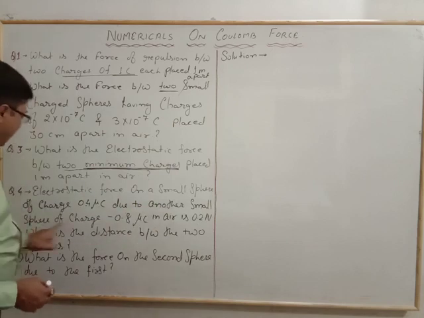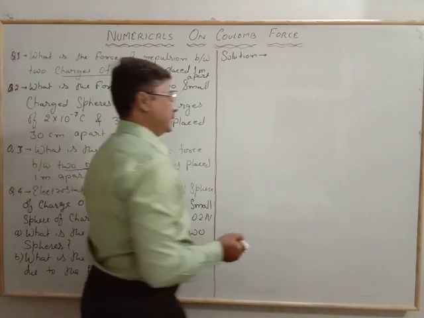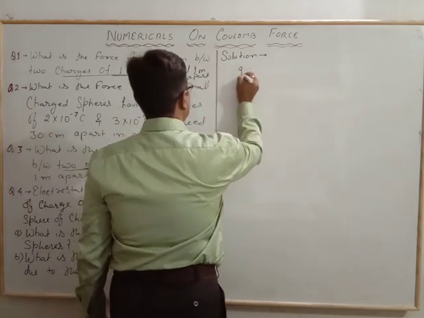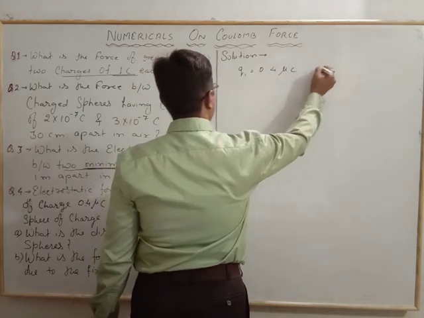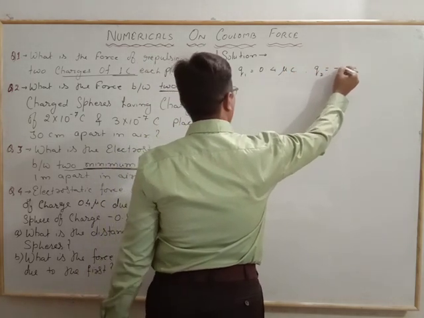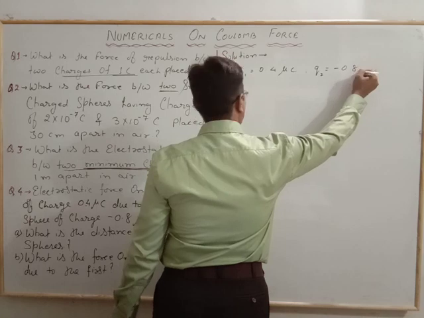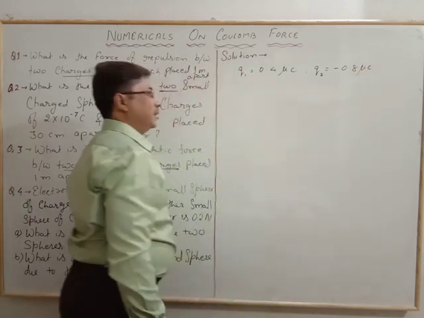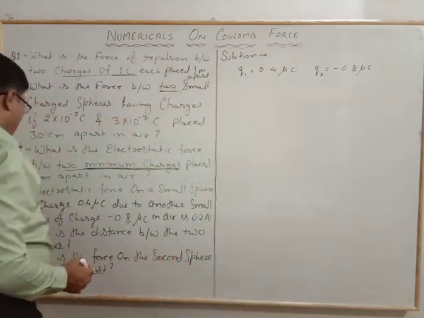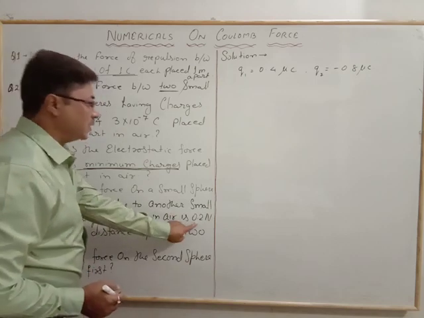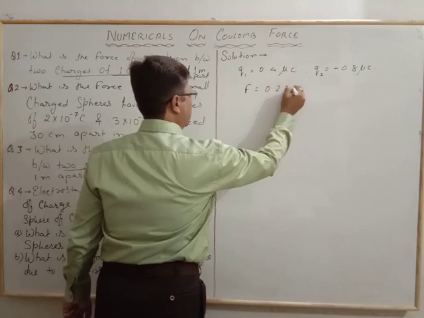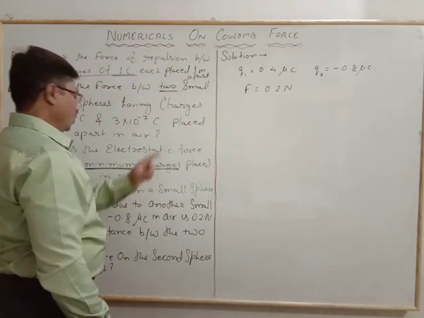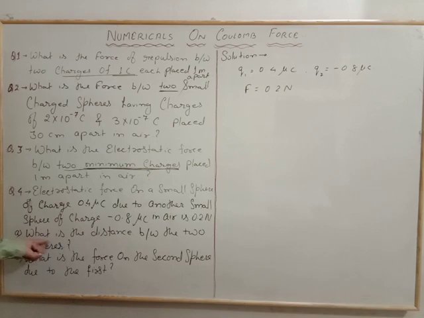Now the fourth one is the electrostatic force on a small sphere of charge 0.4 microcoulomb due to another small sphere of charge. The two charges are given: Q1 is equal to 0.4 microcoulomb and Q2 is equal to minus 0.8 microcoulomb. The force is also given, F is equal to 0.2 newton. The question is, what is the distance between the two spheres?